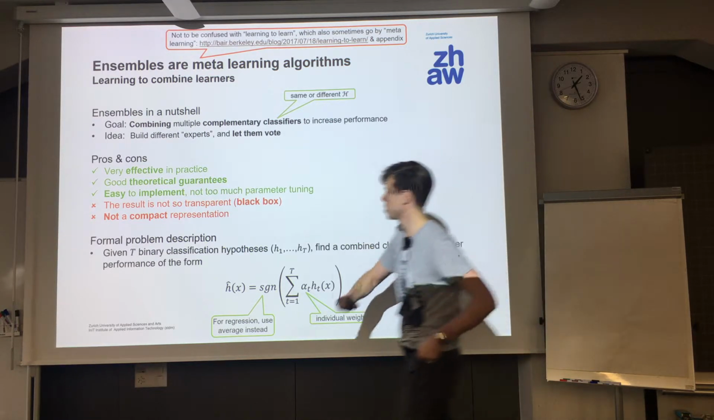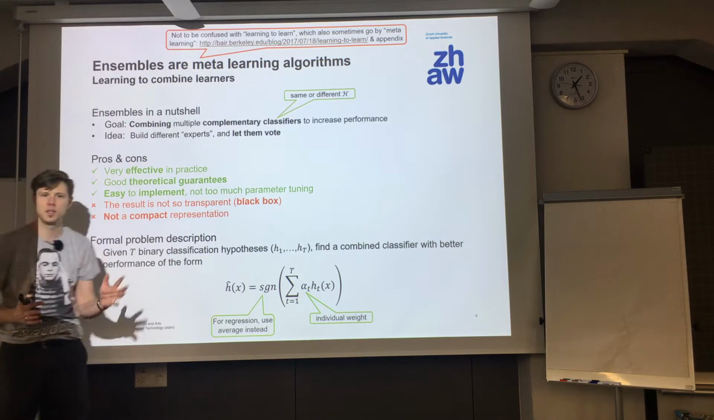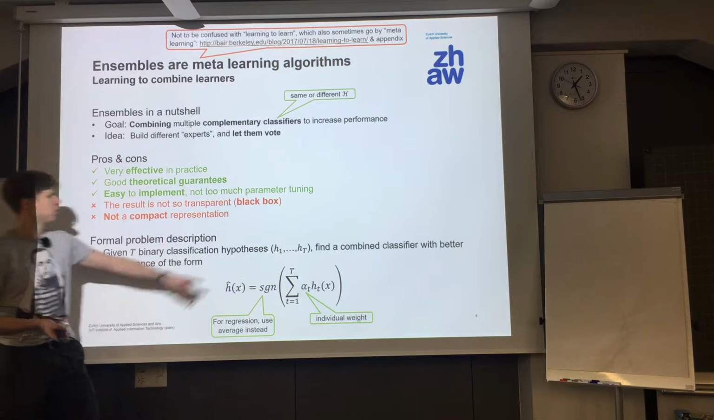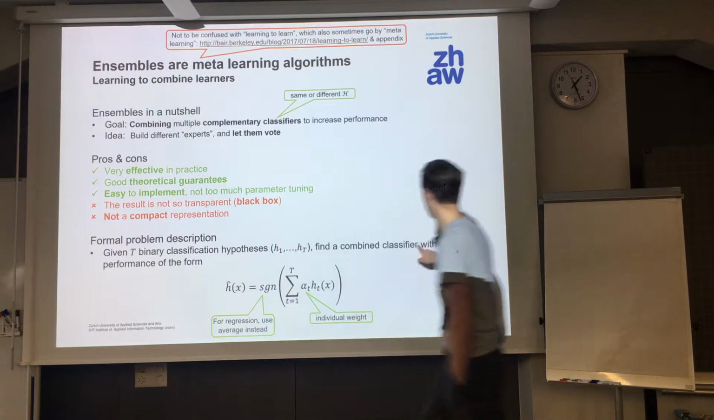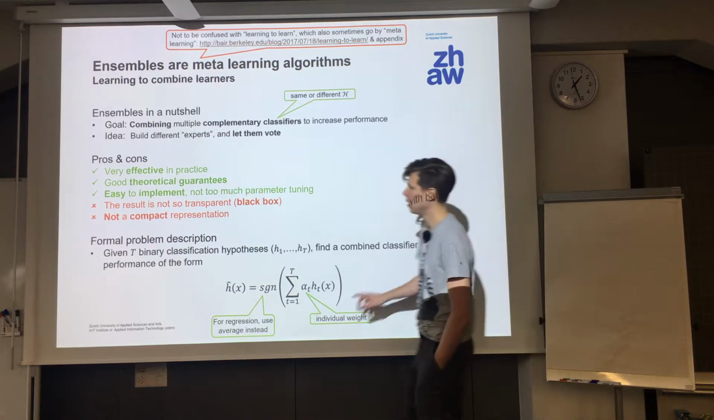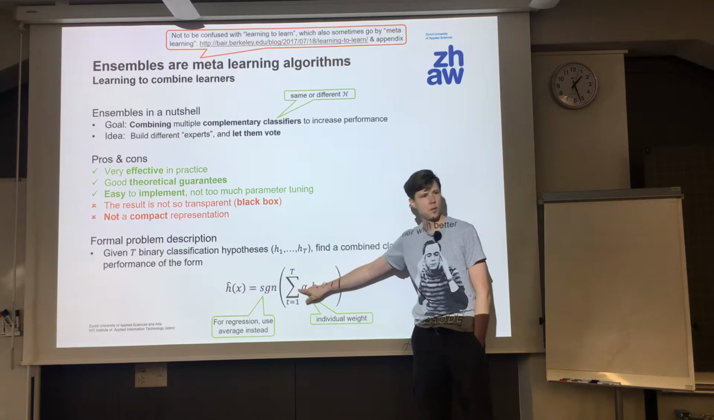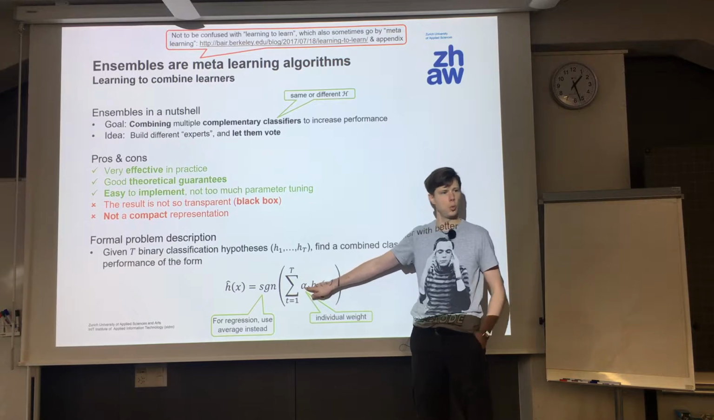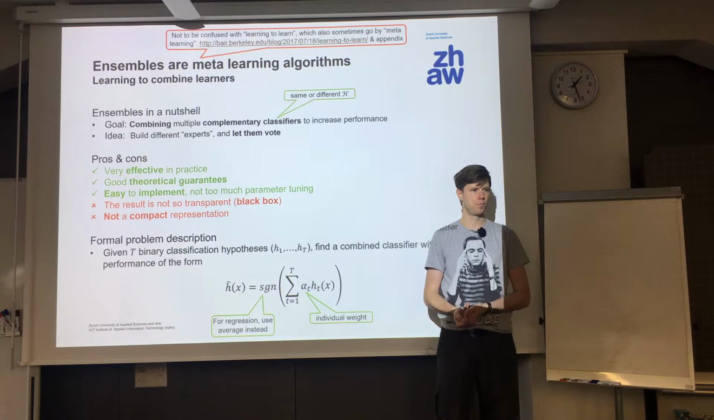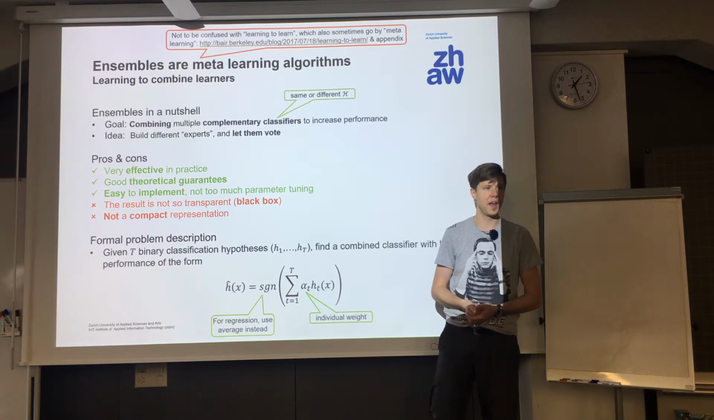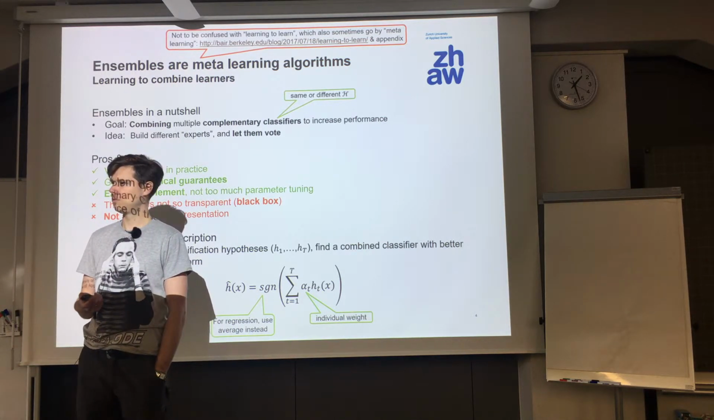What's the formal problem description? We have big T binary classification hypotheses, and yes, it of course can be extended to multi-class and to regression. We call it H1 up to HT. And what we want to do is find a combination of these classifiers, a combined classifier, with better performance. What does it mean? Actually, it means to find these weights between 0 and 1. And in the most simple case, they all have an equal weight. We will actually see how, let's just do that. So far, so good.